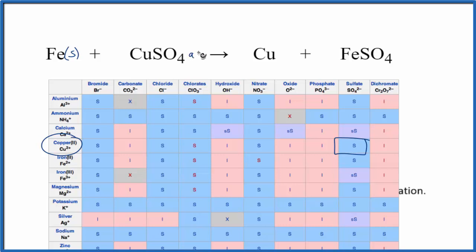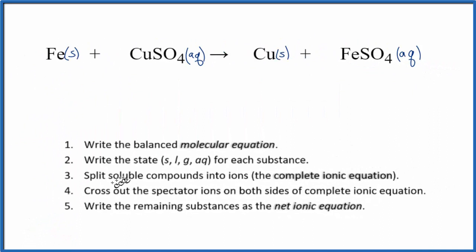We're going to write AQ. That's aqueous, for dissolved in water. Copper is a metal, so that's going to be a solid here. And then iron sulfate, here's iron, this is iron(II) sulfate. That is going to be soluble as well, so we'll write AQ after that. So we have the states for each one of these compounds up here, or these elements. Next, we're going to split the soluble compounds, the ones that are dissolved, into their ions, and this will be our complete ionic equation.